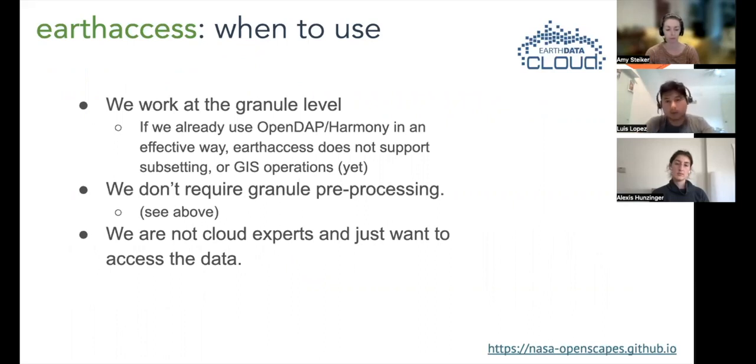An important consideration for this is that we're working at the granule level. In NASA, if you're familiar with granules, they are the discrete chunks of data, the files that each of the data sets is partitioned into. So if you work at this level and you don't require pre-processing, or you're going to do the pre-processing yourself, then this is perfect because it doesn't do GIS operations yet. You cannot yet do the transformations that other services will provide for you. And if you're not a cloud expert in AWS, you can use early access for things that you normally would do.